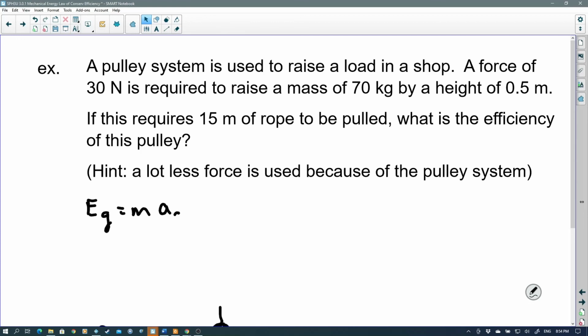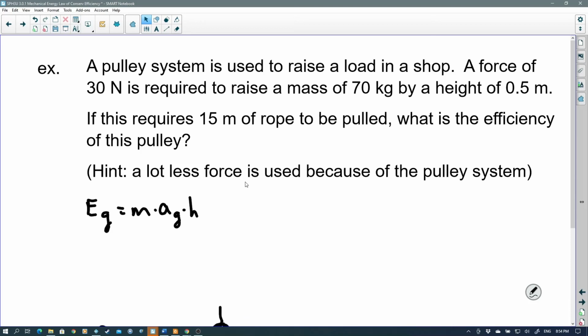And we know that the equation is mgh. Now, what we can't use here is the force of 30 newtons. That's why I gave you this hint. This is how much we're pulling on the pulley, but pretend there was no pulley, similarly to what we did on the previous question, when we pretended there was no plank.